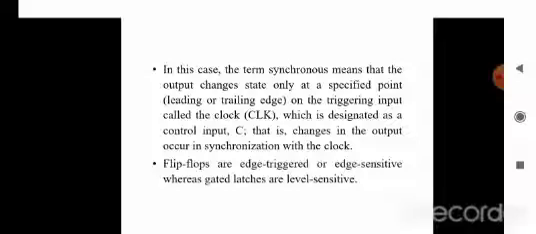In this term, synchronous means that the output changes state only at a specified point, that is the leading or trailing edge, on the triggering input called the clock, which is designated as the control input. So the output changes when a clock is given. That is, changes in the output occur in synchronous with the clock.